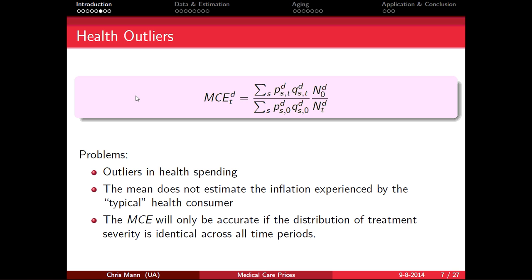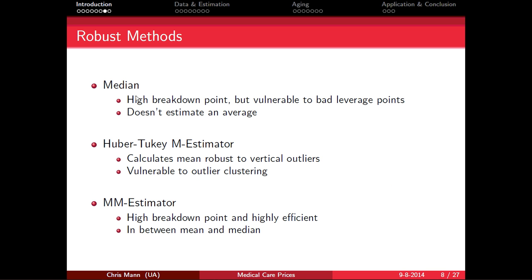And so what we're going to do in this paper, in addition to estimating the MCE like other people have done, we're also going to use some other methods that are more robust than the mean, right? So we're going to use the median, but we're also going to use some other methods such as the Huber-Tukey M estimator and also the modified M estimator or MM estimator. Now the benefit of the MM estimator is that it's similar to the median in that it has a very high breakdown point.